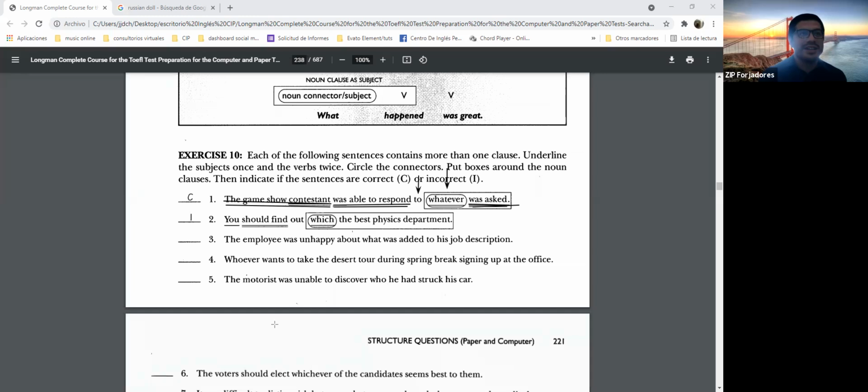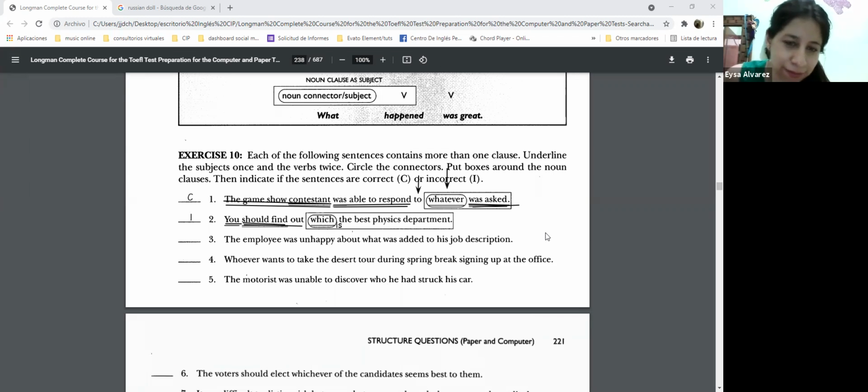And the second one, incorrect. You should find out which the best physics department. The verb is should find out, a phrasal verb, you is the subject, and I have which. I know that which is a noun clause connector subject. That means I have to have another verb, but I don't have another verb, which is one of the options I can use to correct it. Very good.